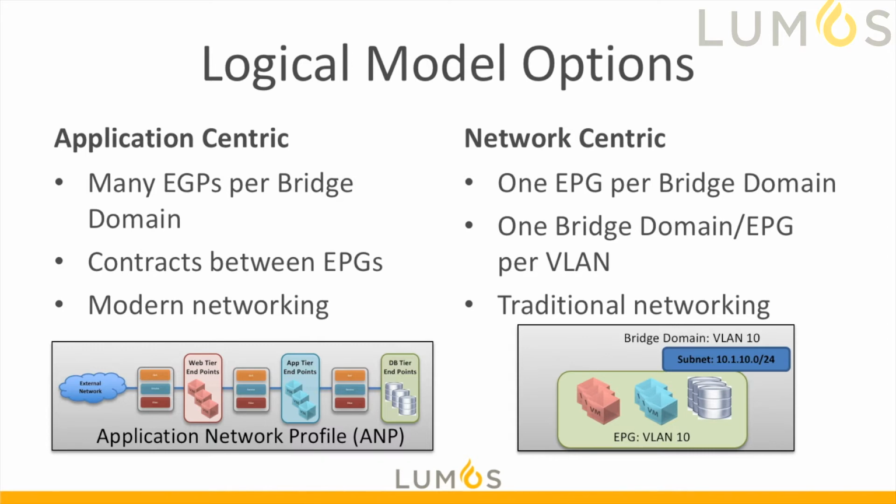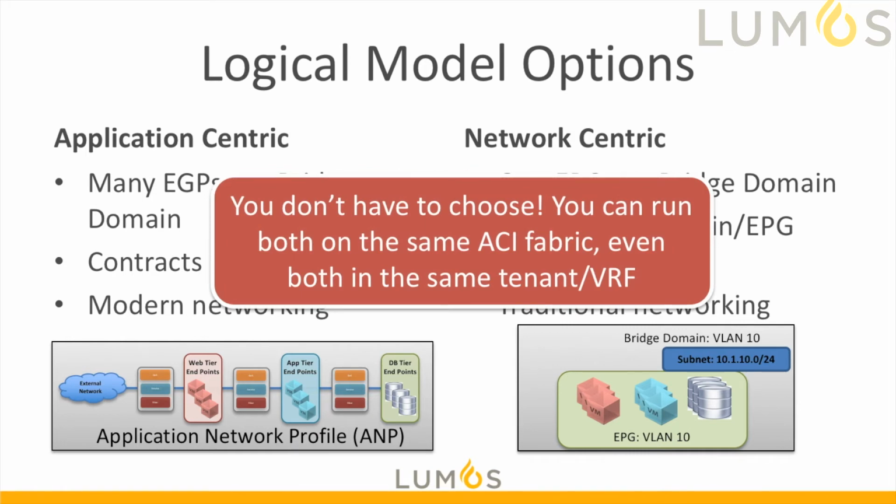So the idea is we can have many different endpoint groups, but the bridge domain in this picture is the same. Here we represent it as an application network profile, which is an organizational container for endpoint groups, but the underlying bridge domain is going to be the same bridge domain for that. We specify contracts between the endpoint groups, even if it's an IP-any contract, and this is what we term modern networking. So we have a lot more flexibility of security in this model than we do in the network-centric model. The big thing here is that we don't have to choose one or the other, right?